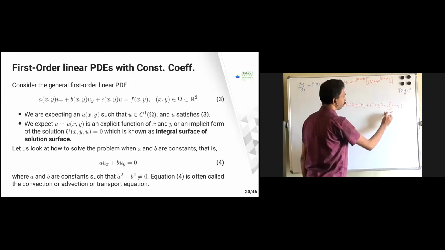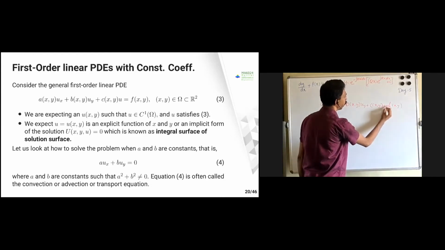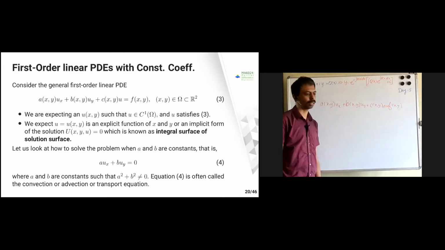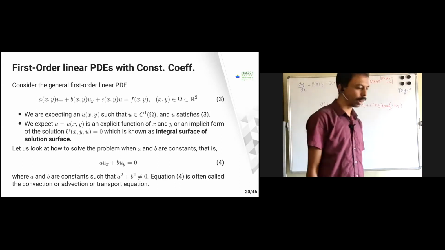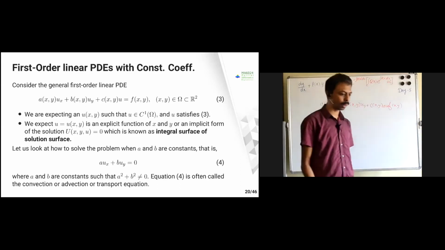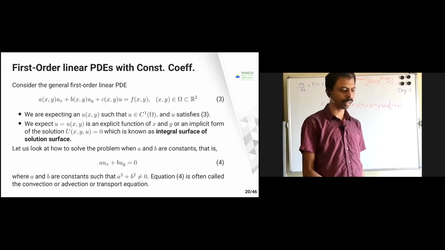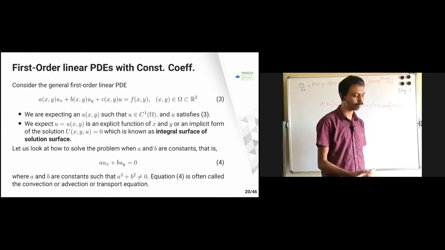If this f(x,y) is 0, then this is a homogeneous PDE. Now what we are trying to do is find a classical solution. Classical solution means what? What is the classical solution?